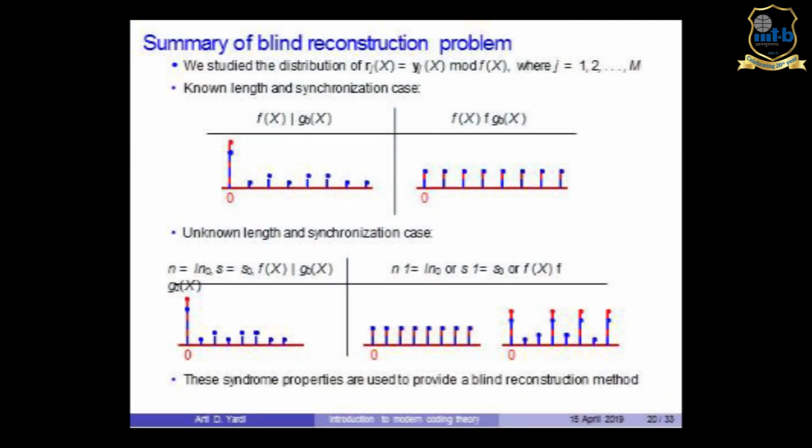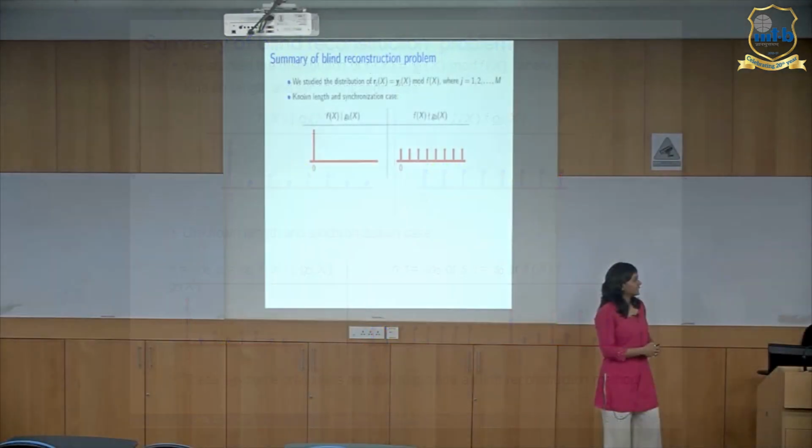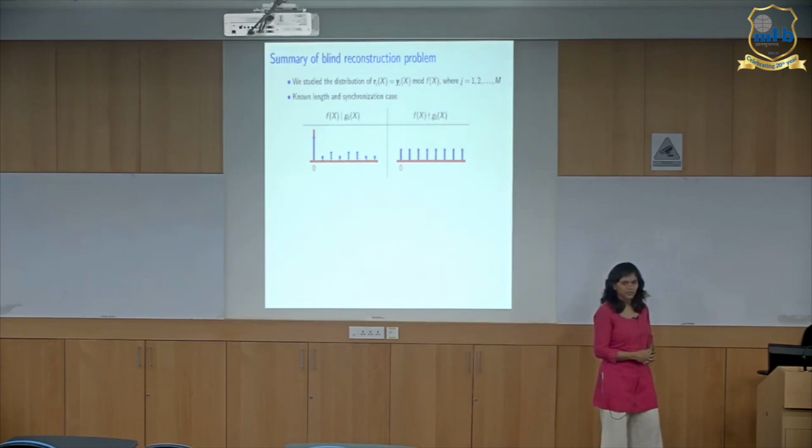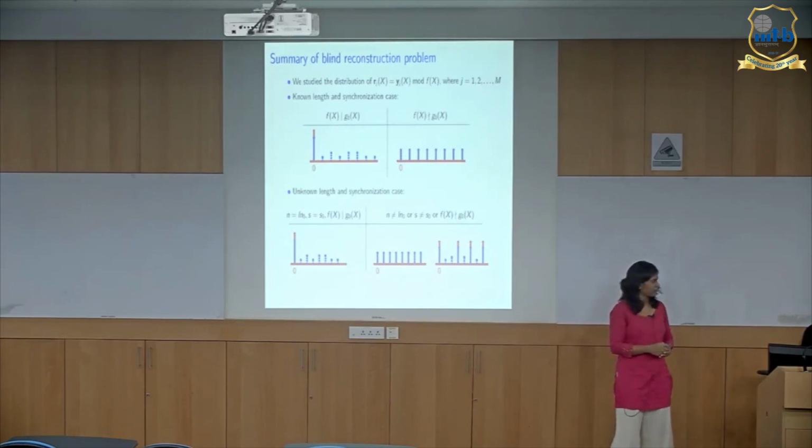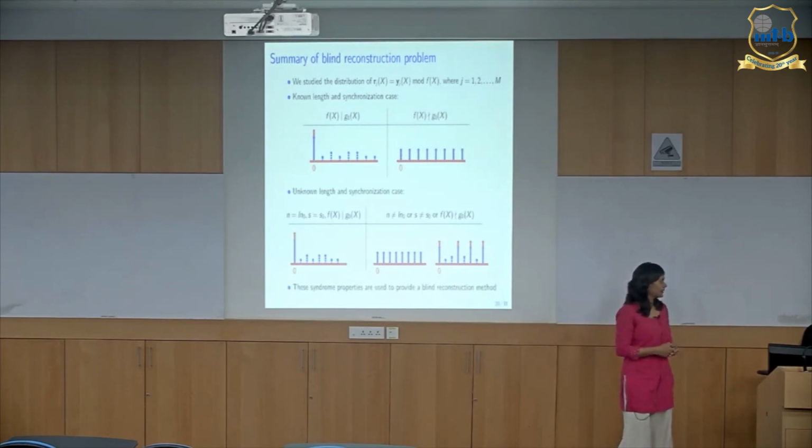Now I'll summarize the contributions for this problem. For this blind reconstruction problem, we studied the distribution of syndromes of the received polynomials. For the known length and synchronization case, and when there is no error, we proved that the syndrome distribution will look like this, and with the introduction of error, the distribution will look like this. For the unknown length and synchronization case, when all the parameters are correct, the distribution looks like this, and when either of the parameters is not correct, the distribution will be either this or this, and with the introduction of error, this distribution will look like this. We also used these properties to provide our blind reconstruction method.